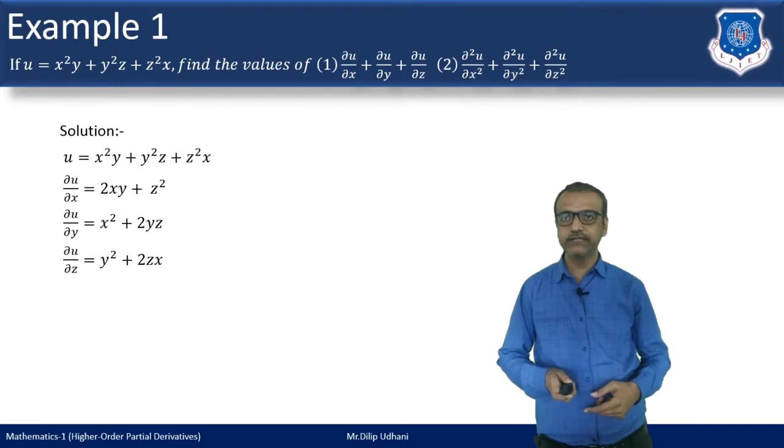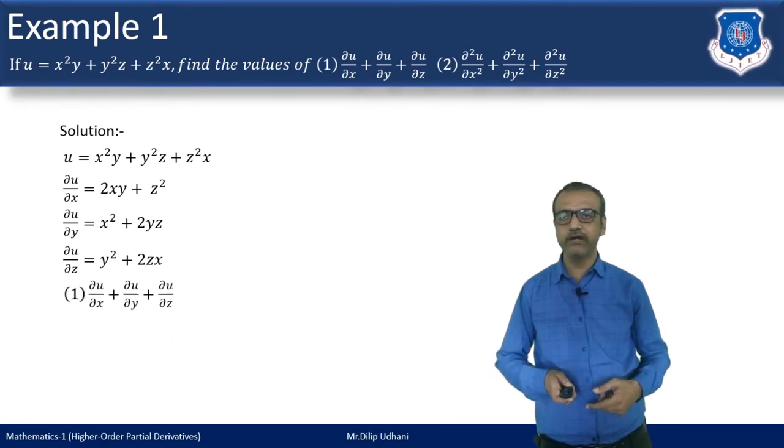So to differentiate u partially with respect to z, we will keep x and y constant. The first term is x square y, so its derivative will be 0. Now for the second term y square z, the derivative of z with respect to z is 1 and y square will be the same. Then after plus, the third term is z square x. x is constant and the derivative of z square is 2z. So we have del u by del z, that is y square plus 2zx.